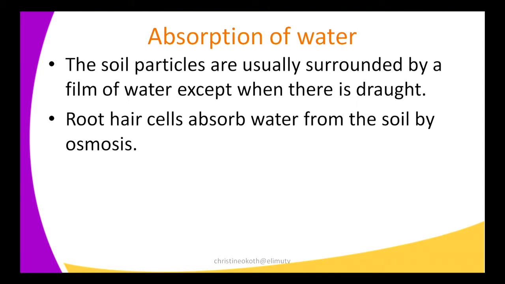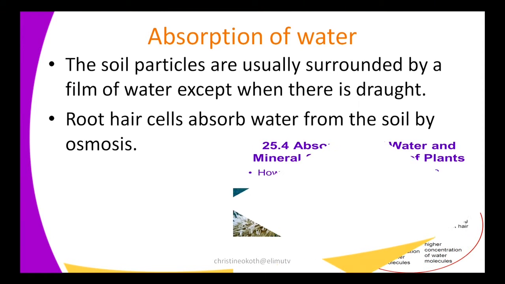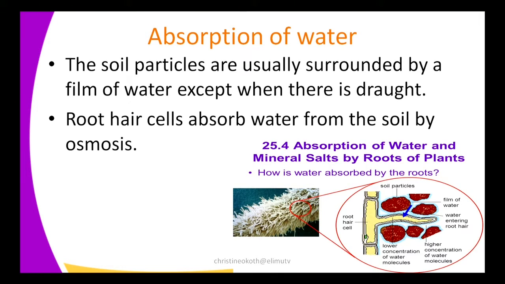The soil particles are usually surrounded by a film of water, except when there is drought. So the root hairs absorb the water from the soil by the process of osmosis. We have an illustration showing how the root cells absorb the water. The soil particles have a film of water surrounding them. The water enters from the soil into the root hair through osmosis. From the root hair, it goes down until it reaches the xylem, where the xylem transports the water to all parts of the plant.